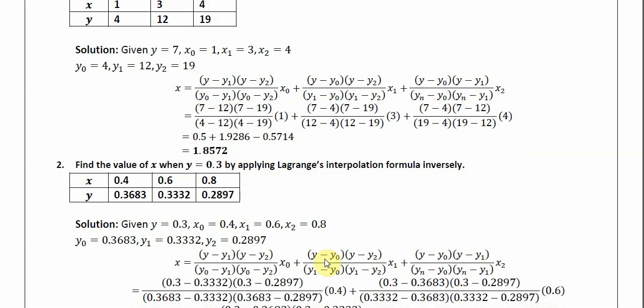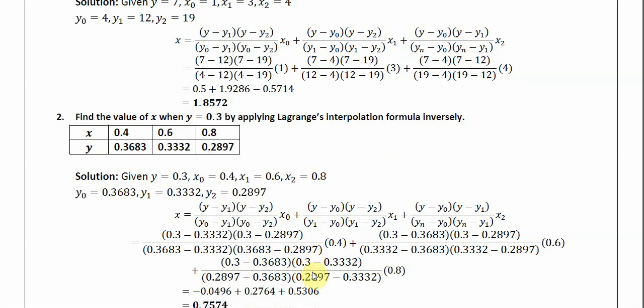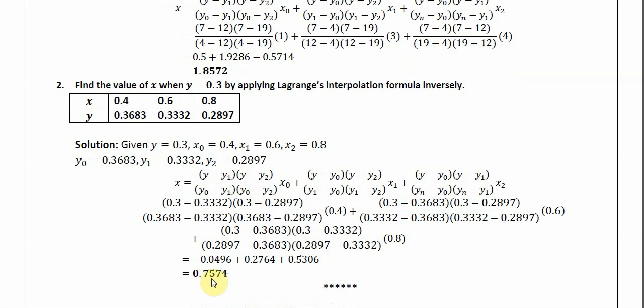Similarly, second problem ಅಲ್ಲಿ ಕೇಳಿದ್ದಾರೆ, find the value of x when y is equal to 0.3 by applying Lagrange's interpolation formula inversely ಅಂತ ಕೇಳಿದ್ದಾರೆ. In that case, again given the values of x, given the values of y, value ಕೊಟ್ಟಿದ್ದಾರೆ, that is equal to 0.3 ಅಂತ ಕೊಟ್ಟಿದ್ದಾರೆ. Substitute in my formula for inverse interpolation and simplify, you're getting the answer, that is 0.7574. ಇಲ್ಲೆಲ್ಲ 4 digits ಗೆ approximation ಮಾಡ್ಕೊಂಡಿದ್ದೀನಿ. Therefore you might work out and check your answers over here.